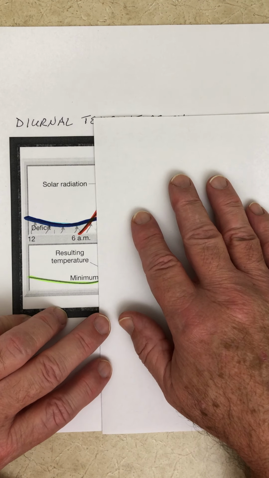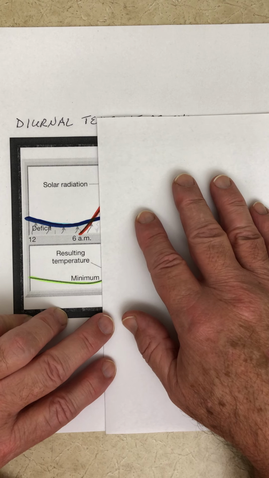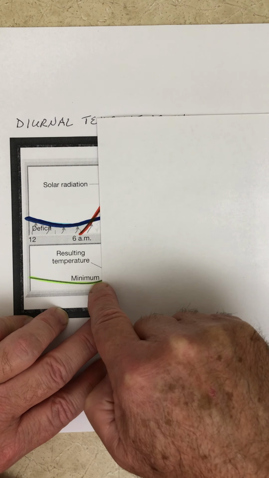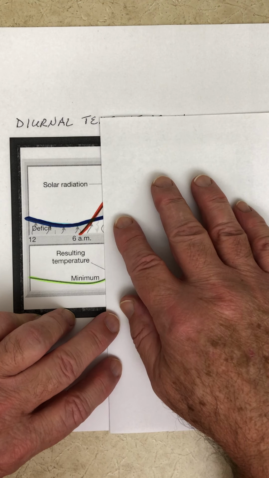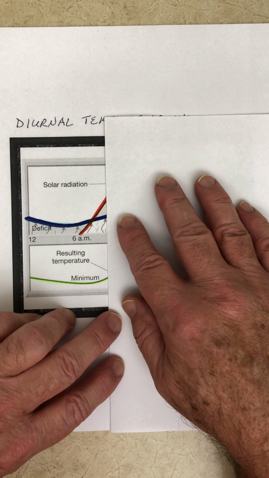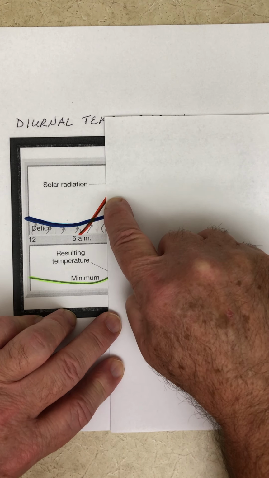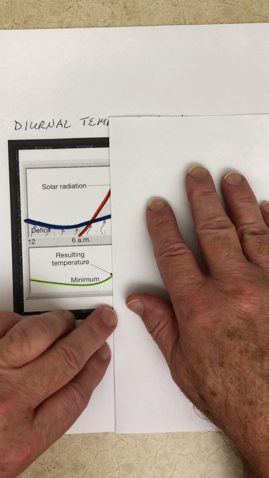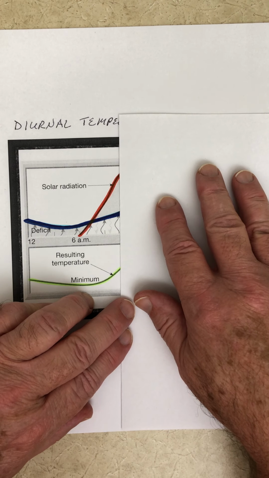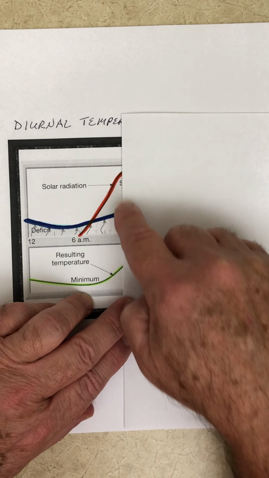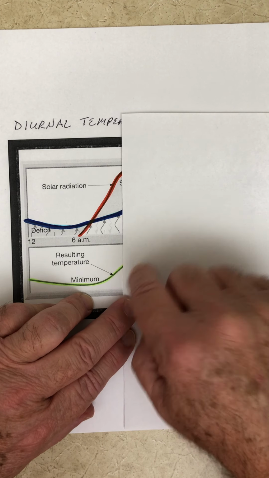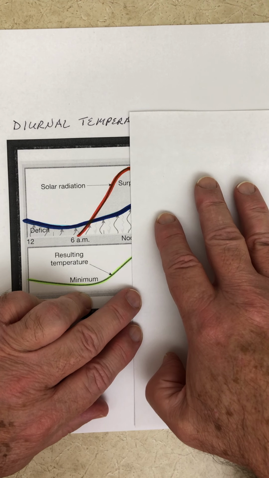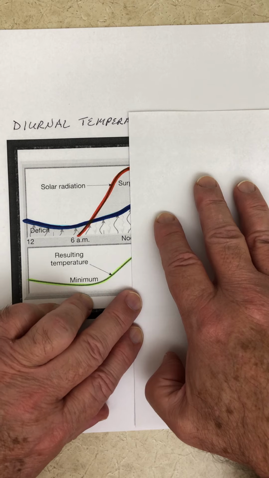Now we go throughout the morning and notice that incoming solar radiation is greater than outgoing terrestrial radiation, and as a result temperatures are increasing. You keep going through the morning. Here we are about 9 o'clock in the morning, more incoming solar radiation than outgoing terrestrial radiation, so the temperatures are increasing. 10 o'clock, 11 o'clock in the morning, more incoming than outgoing, so the temperature is increasing. We get to solar noon. At solar noon, this is when the sun angle is at its highest in the sky.